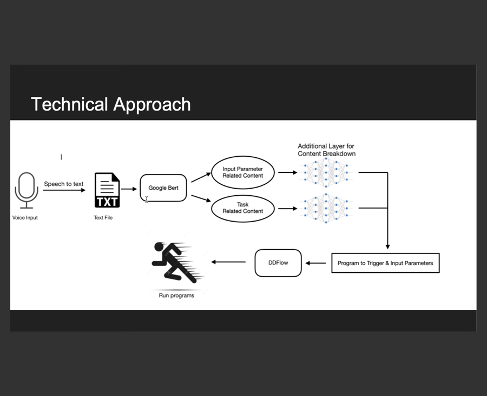Yeah. So here is the flowchart of our system. After the speech is converted into text, it is processed by BERT, which is a state-of-the-art Google-invented NLP model. And then the sentence will be extracted as the parameter-related content and the task-related content. After processing by the neural network, it will be broken into tuples used to trigger and input parameters for DDFlow, which is another student's project following the Professor's project.